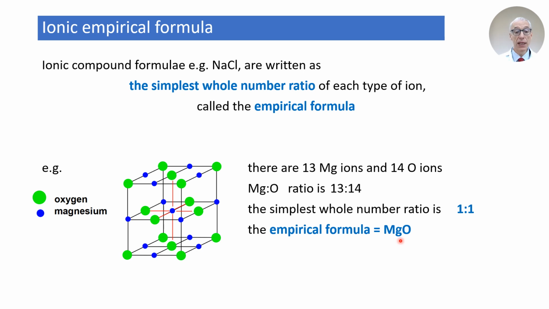It does not mean that we have 1 magnesium and 1 oxygen as a separate unit. It means that if we count all of the ions, look at the ratio between the positive and the negatives, reduce that to the simplest whole number ratio, we then write that as the formula.